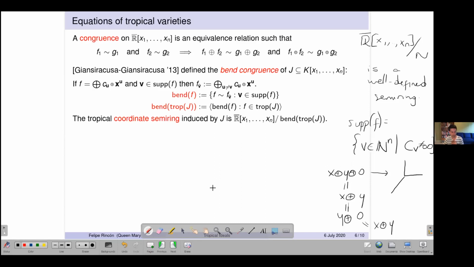You do that for every monomial that you see in your polynomial. Here I removed the 3 monomials, and these are the 3 equalities that you get from removing those. But you need to do that for all the polynomials in your ideal.